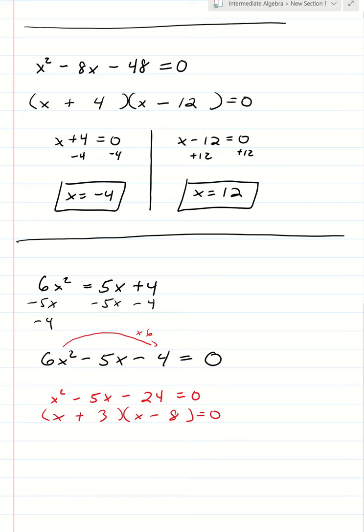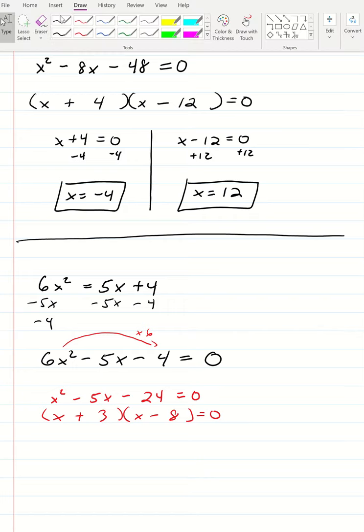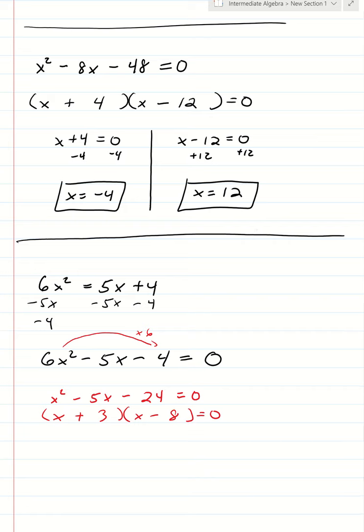Okay, but now here comes the give back. I have to give back that multiplication of 6. So remember, to give back the multiplication of 6, I will now have to divide both of these numbers by 6. Simplify, I would have x plus 3 over 6 is 1/2, x minus 8 over 6, that can be simplified into 4/3.